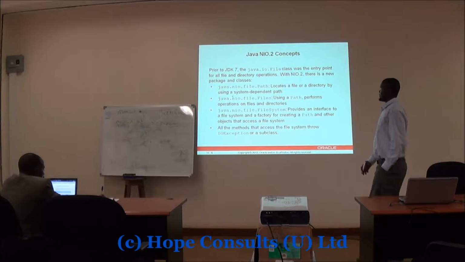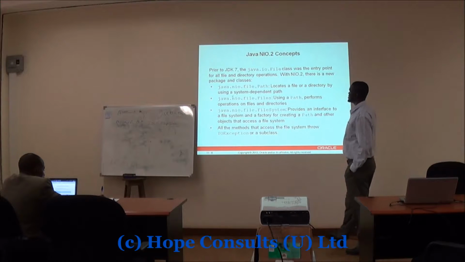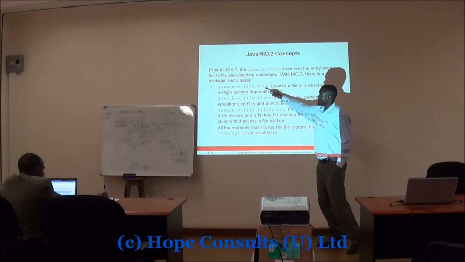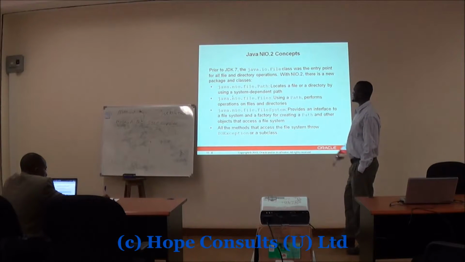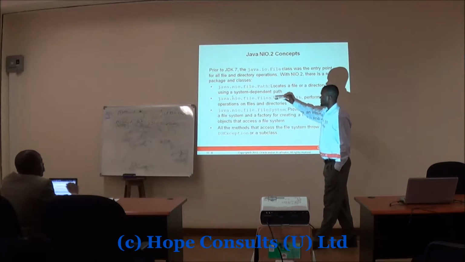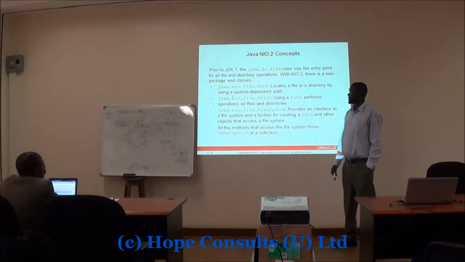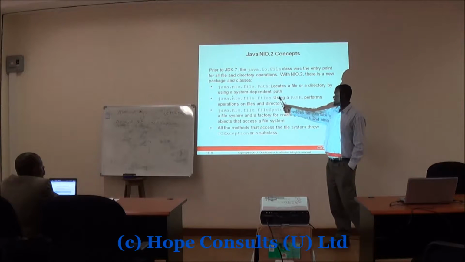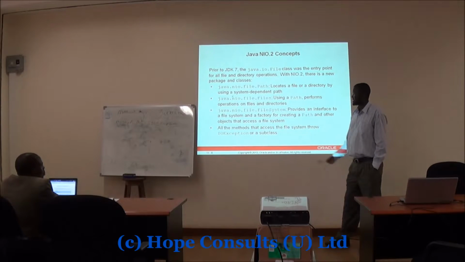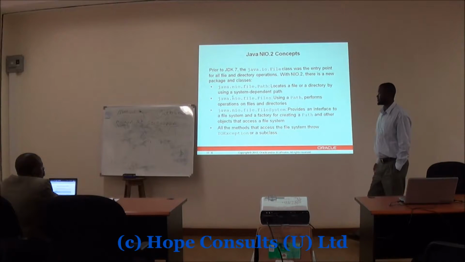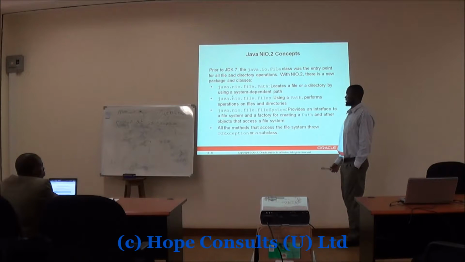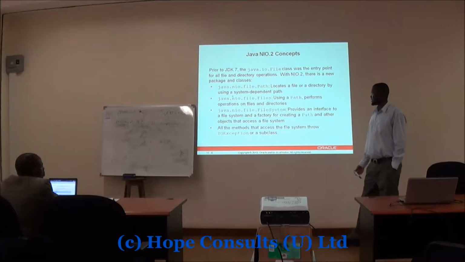So from JDK 7, the File class was the entry point, and we are saying this Path, java.nio.file.Path, locates a file or directory by using a system-dependent path. Then we have Files, which performs operations on files and directories. We have FileSystem, which provides an interface for a file system, and we have a way of locating a path and another.